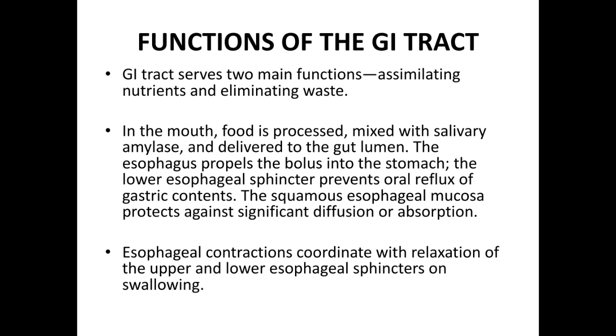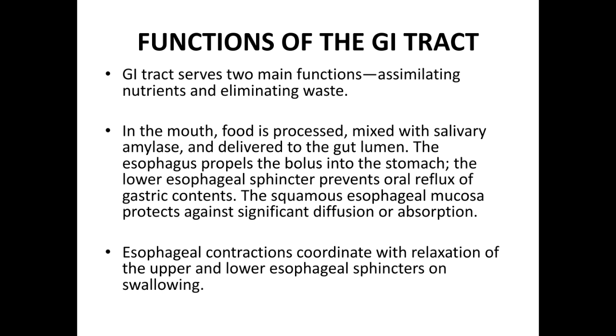These are the main functions. Mainly, the GI tract helps in assimilating nutrients and eliminating waste. In the mouth, food is processed, mixed with salivary juice, that is amylase, and delivered into the gut lumen. The esophagus propels the bolus into the stomach. The lower esophageal sphincter prevents reflux of the gastric contents. The special squamous esophageal mucosa protects against significant diffusion or absorption of the contents.